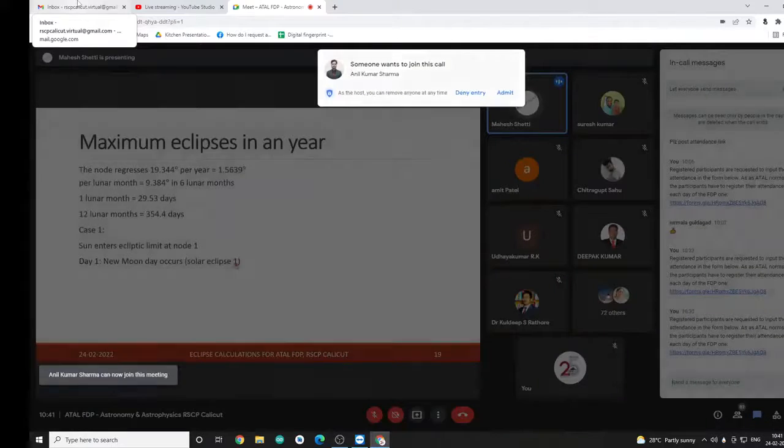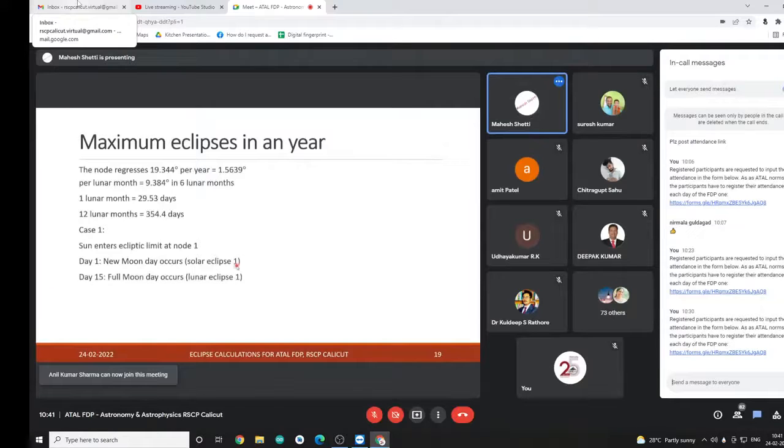We will call this as solar eclipse 1. After half month, full moon day will occur, and already sun is in the ecliptic limit, therefore lunar eclipse will take place. We will call that lunar eclipse 1. After 1 month, the sun has not yet gone out of ecliptic limit, and therefore whenever the new moon day is going to occur, second solar eclipse will happen in that year. See, within the first month of the year, 1 solar eclipse, 1 lunar eclipse, 1 solar eclipse is happening.